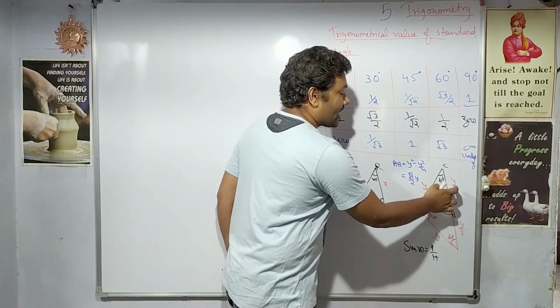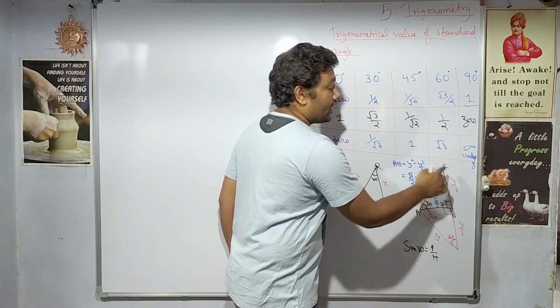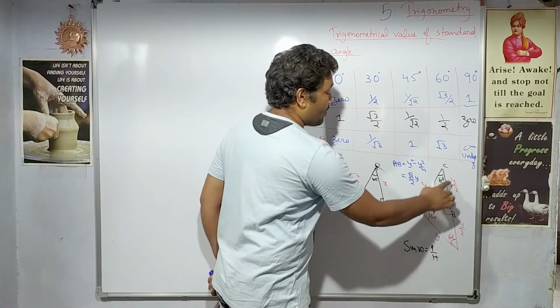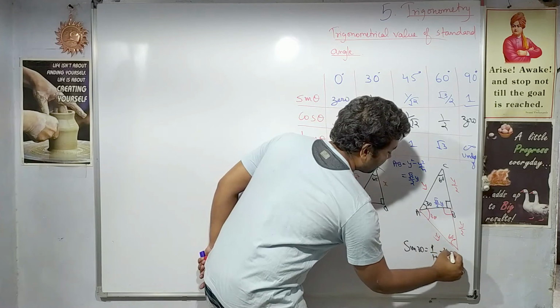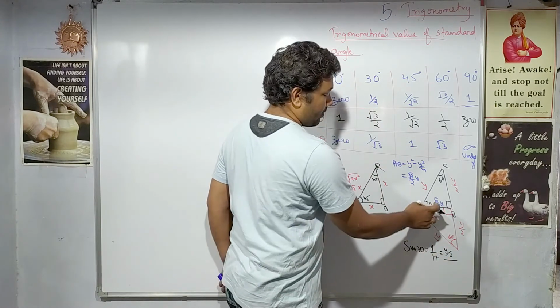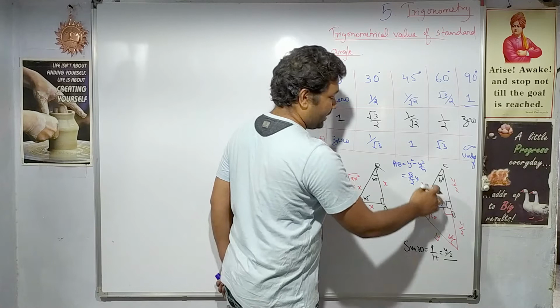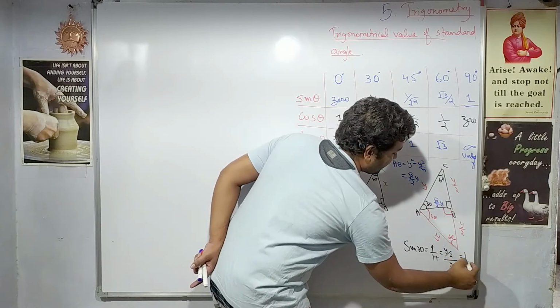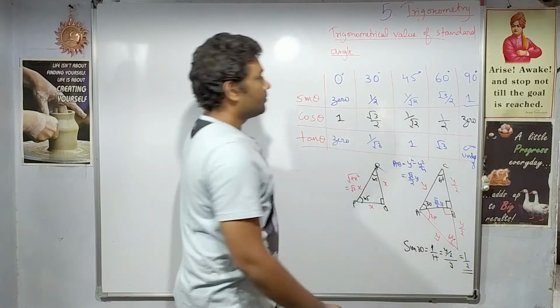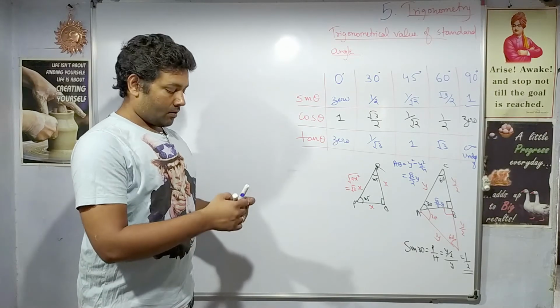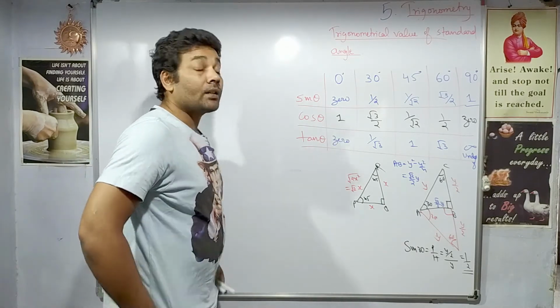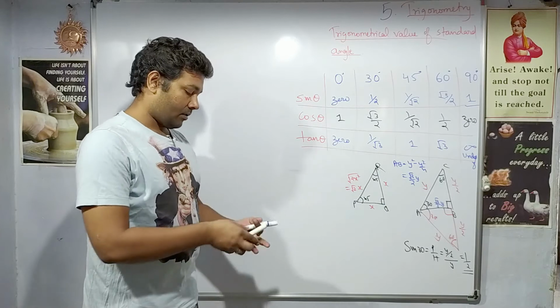The side which is exactly opposite to the given angle is called perpendicular. So here perpendicular is y by 2. What is hypotenuse? Exactly opposite to the 90 degree. Its value is y. So if you simplify, you get the value as 1 by 2. Magic? No, it's not magic, it's science, it's art.